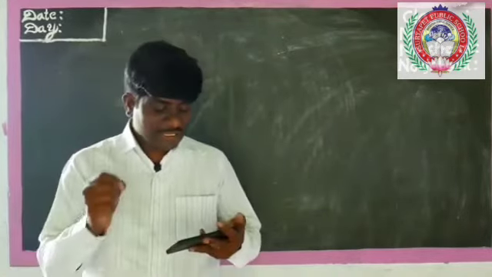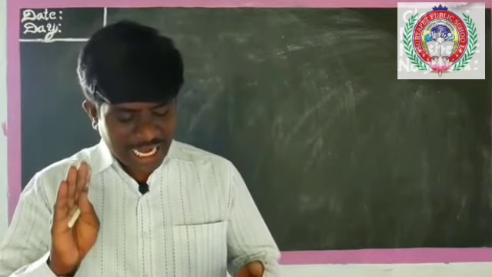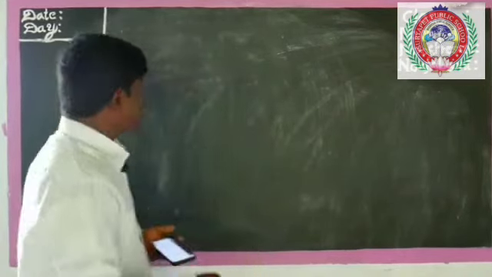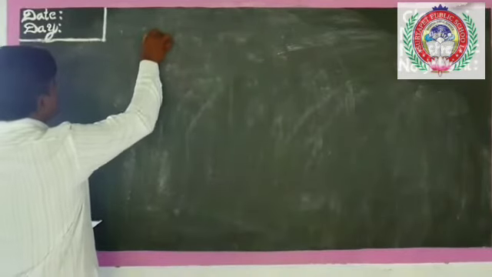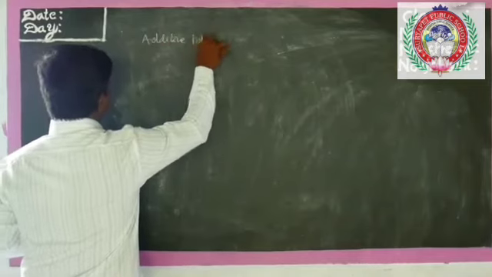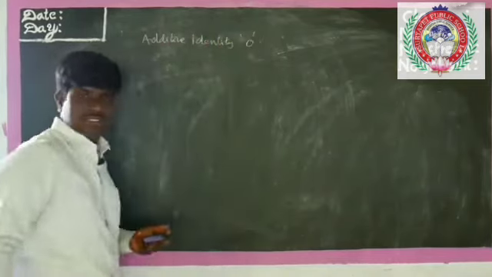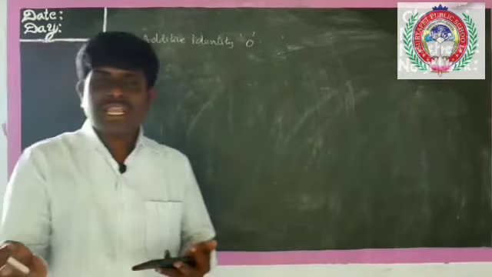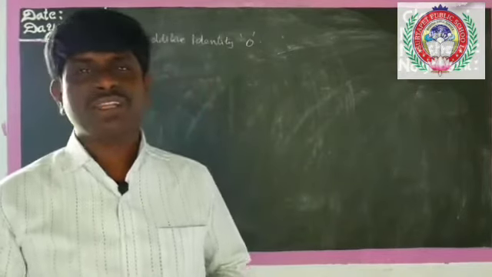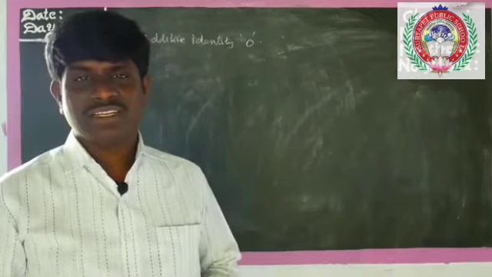The set of numbers which do not have any additive identity. Actually, what is the additive identity? The additive identity element is 0. When we add 0 to any number, we will get the same number. So that is the additive identity.